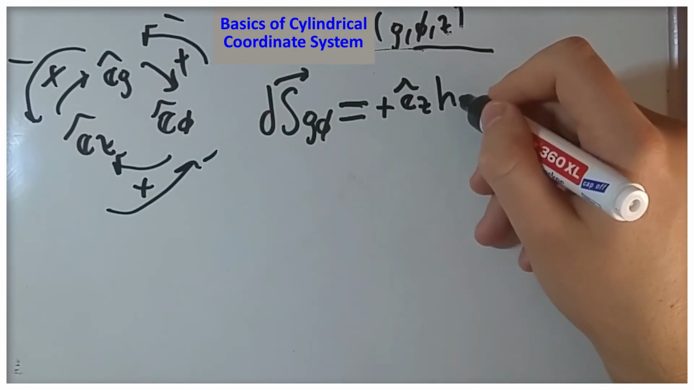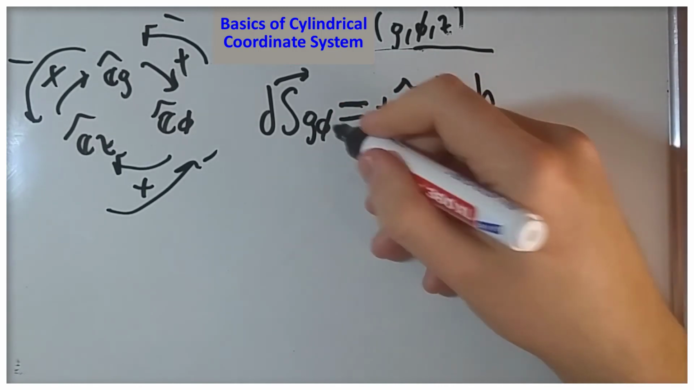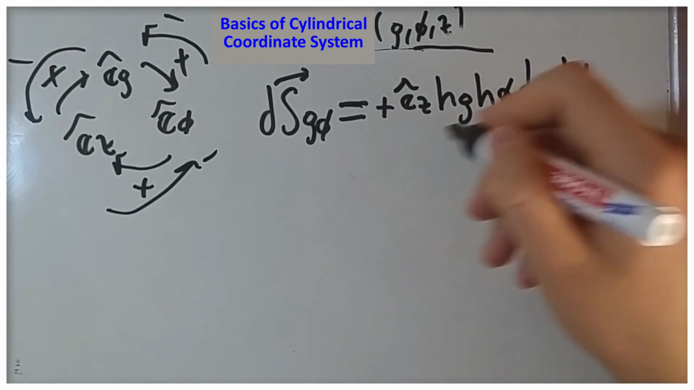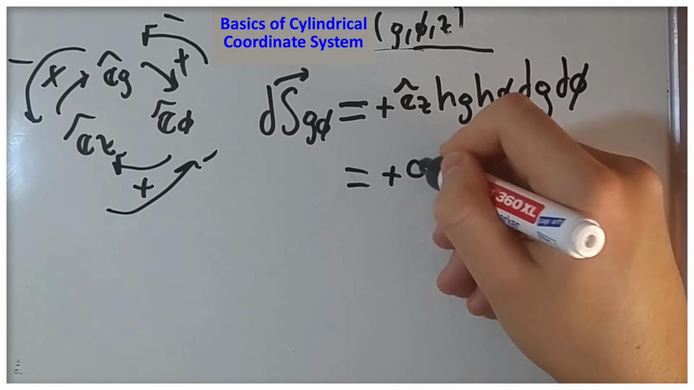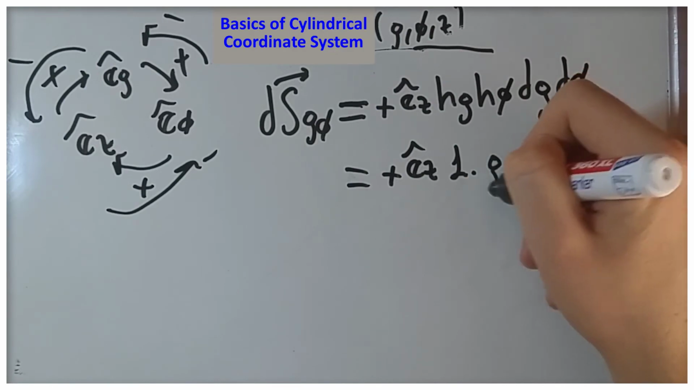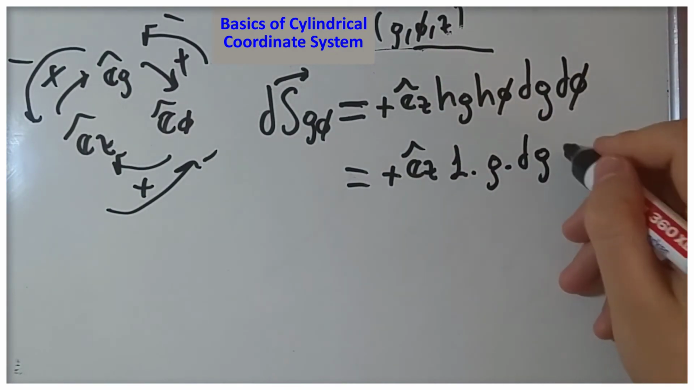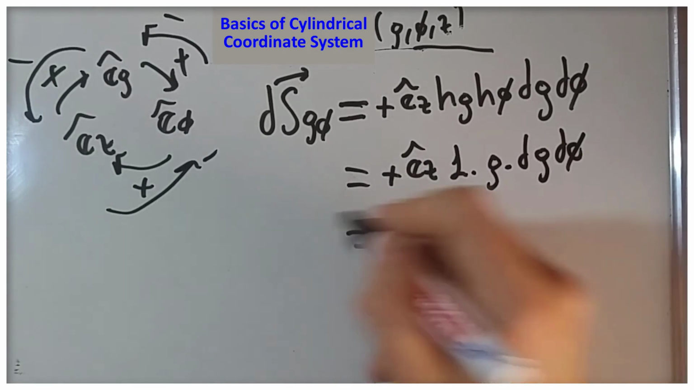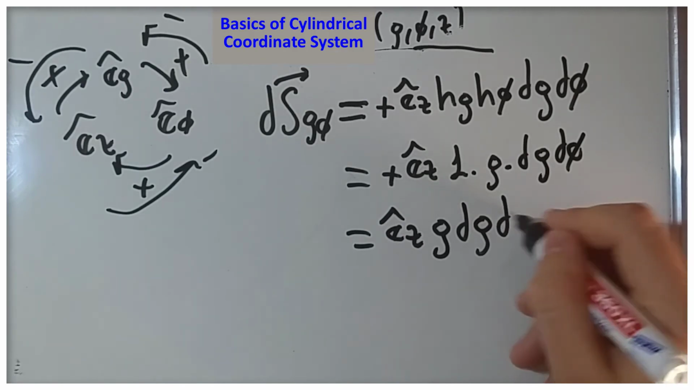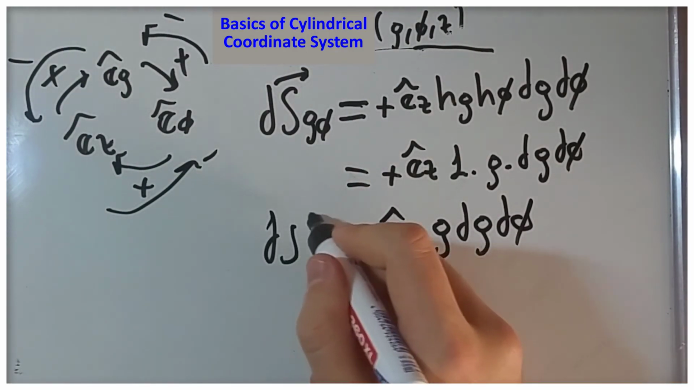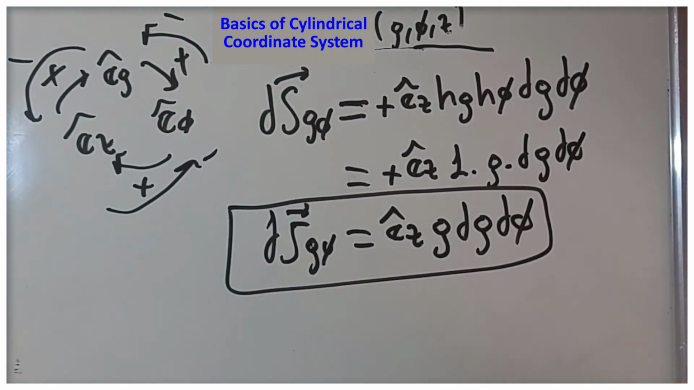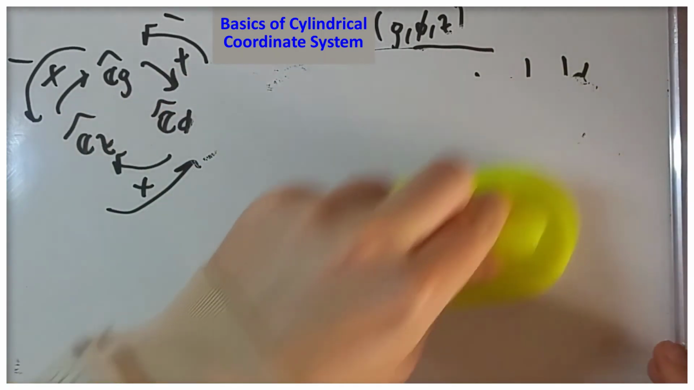We write the metrics first, friends. H rho, the metric of this, h phi, the metric of this, then d rho d phi. Now I say it equals, again, plus ez times h rho, the length in the direction of z, across, because it was h phi equal to rho. I write it exactly like this again, and so this was equal to ez rho d rho d phi, friends. ds rho phi. Let's write one more example now.